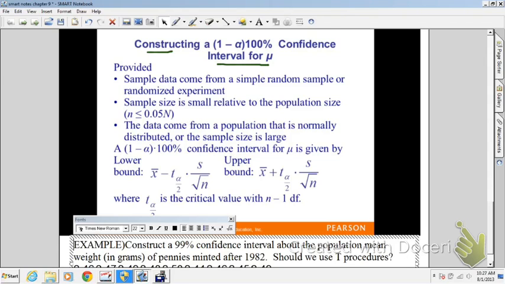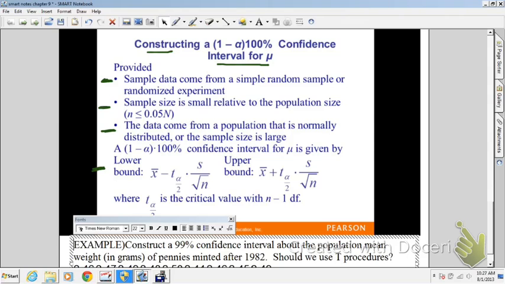So we can do this provided that, first assumption here, the sample data come from a simple random sample or randomized experiment. The sample size is small relative to the population size. Now we say little n is less than 5% of big N. The data come from a population that is normally distributed, or the sample size is sufficiently large. We said that golden number is 30 for the central limit theorem to kick in. So sufficiently large is greater than or equal to 30.